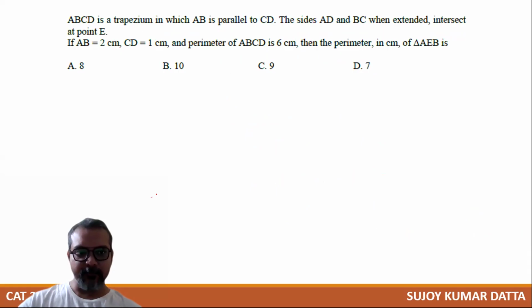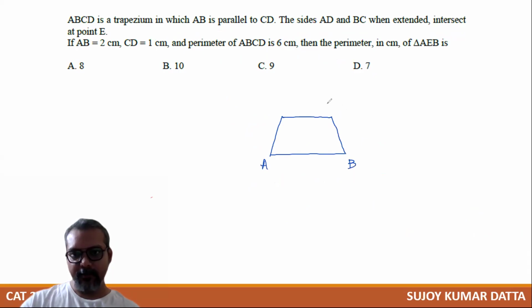And this is the last one. So it's saying ABCD is a trapezium, AB is parallel to CD, and AD and BC are extended. So let's draw a trapezium like this. AB is the longer one, C and D are the shorter ones. So that when AD is extended and BC is extended, they meet somewhere, and that point they have called E.